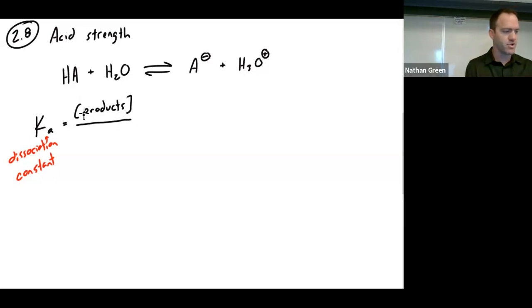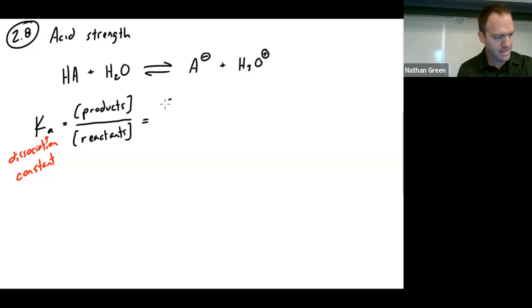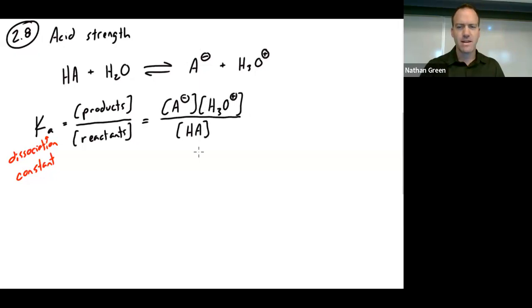So this is the concentration of the products. This is the concentration of the reactants. Anything you put in square brackets means the concentration of that thing. For us, that means we're going to put the concentration of A minus times the concentration, so we multiply these, of H3O plus divided by the concentration of our generic acid, HA. Anybody see anything missing from my Ka? Yeah, water. Did I screw up?